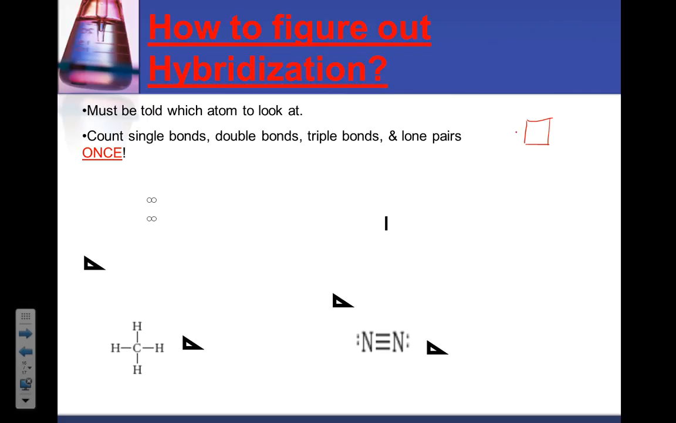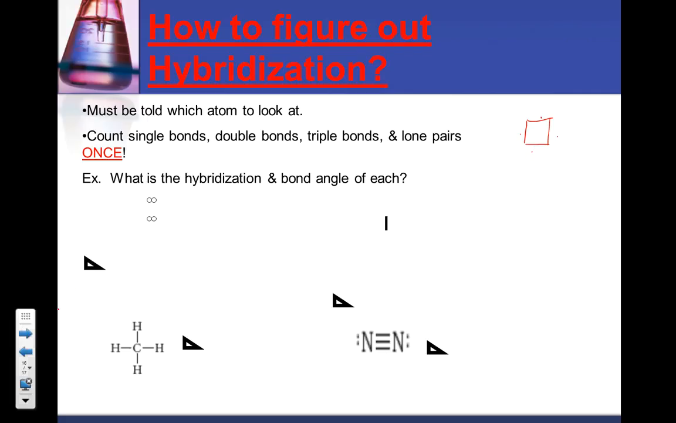So if there's something on 2 sides, you would count to 2, sp1. If there's something on 3 sides, sp1, p2. And something on all 4 sides, sp1, p2, p3. So you're just going to count and see how many sides of the atom have something on it, and then you will count either sp, sp1, p2, or sp1, p2, p3.